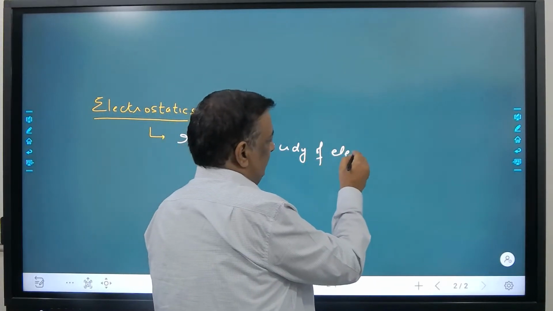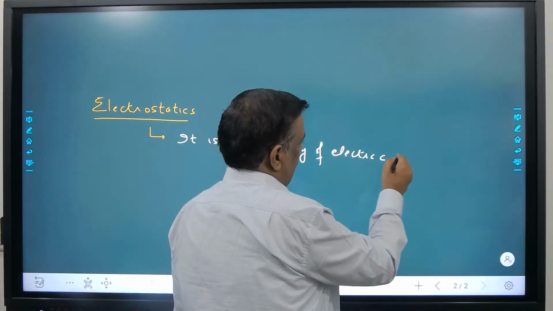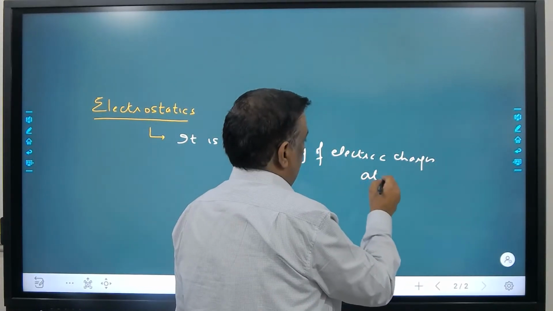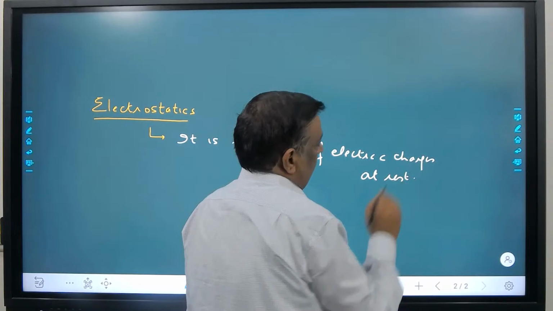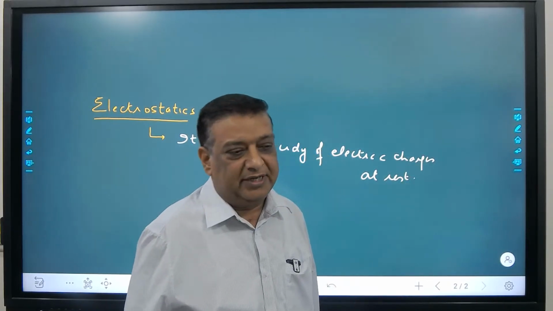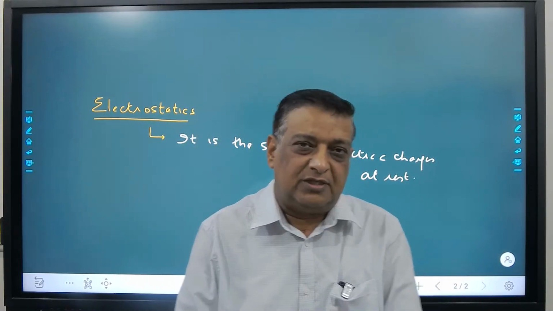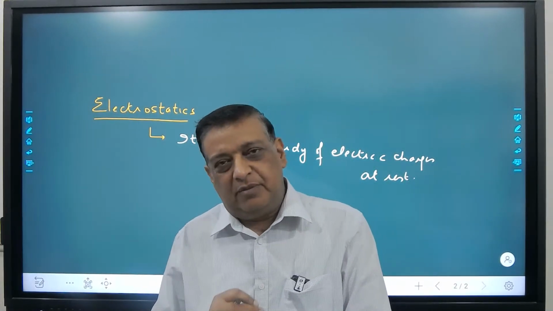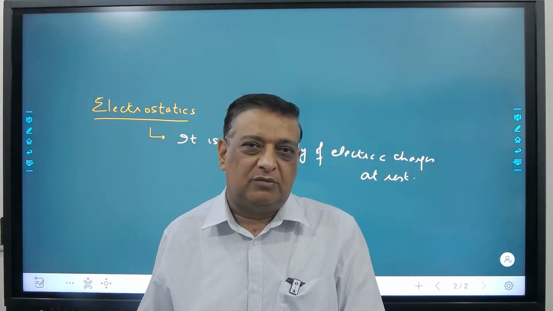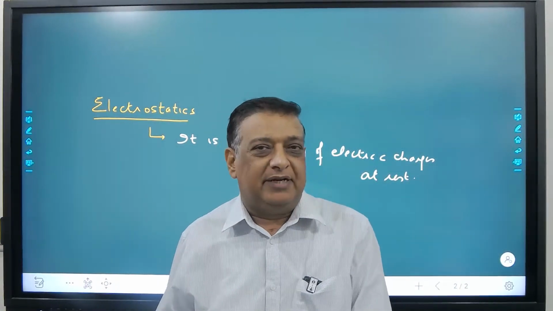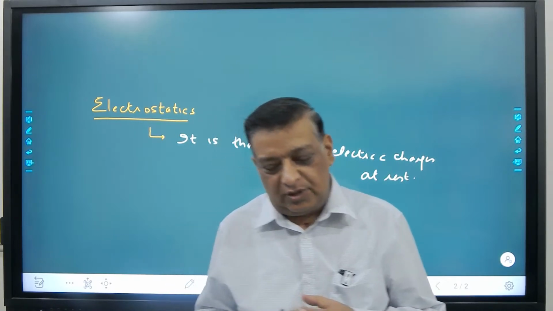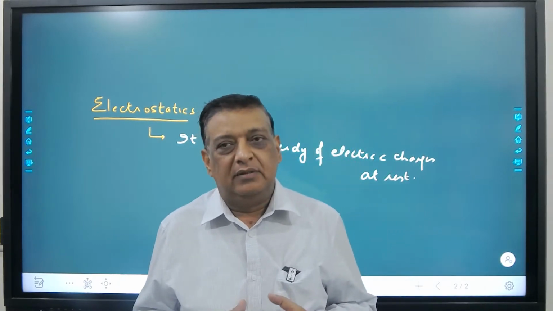When we say electric charges at rest, we are not talking about the absolute rest. Absolute rest of charge is not possible. Study of electric charges at rest means that charges, being microscopic particles, are always in motion. They can be at rest only at 0 Kelvin, but their motion is random.